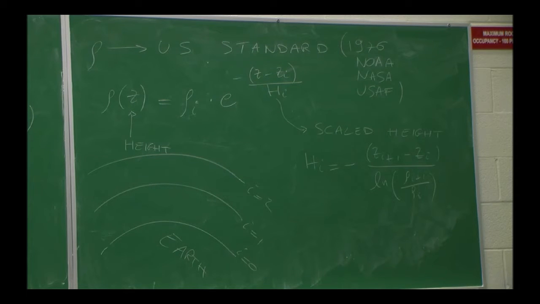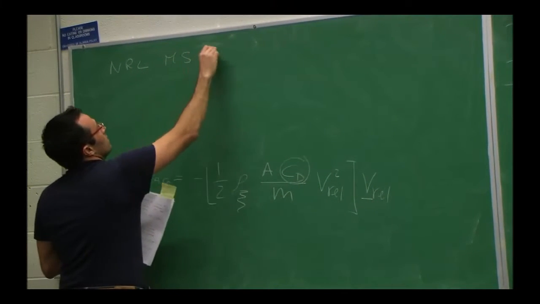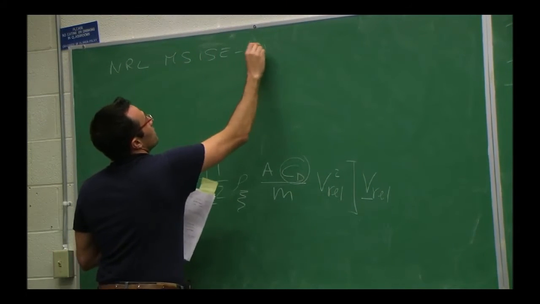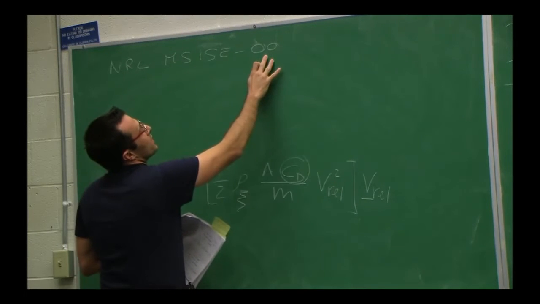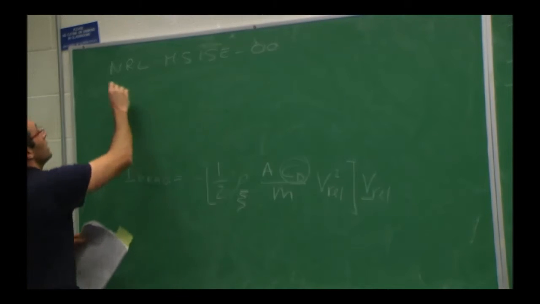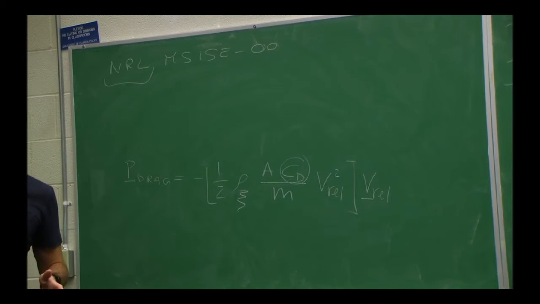There is a lot more than that. There are more elaborate models that take into account other effects. So that's the US standard. Then there is NRL. This is for your knowledge. We're not going to use them, but if you go into this field, you need to know this. This 00 stands for the year 2000. This stands for Naval Research Lab, and the rest I have no idea. I don't remember.